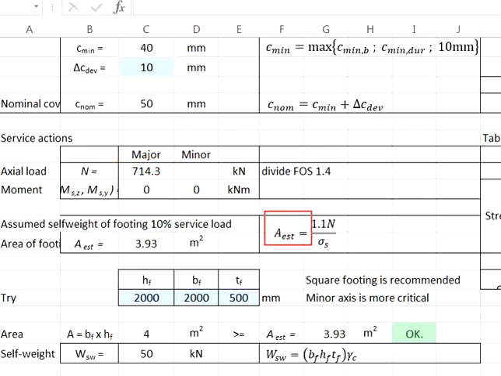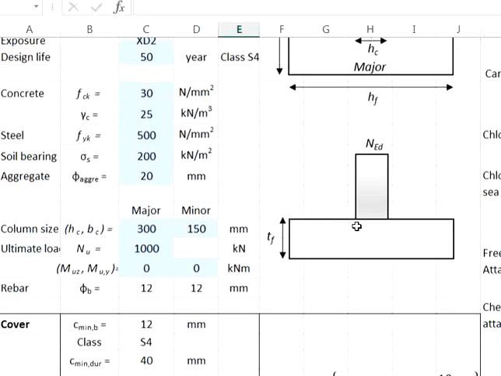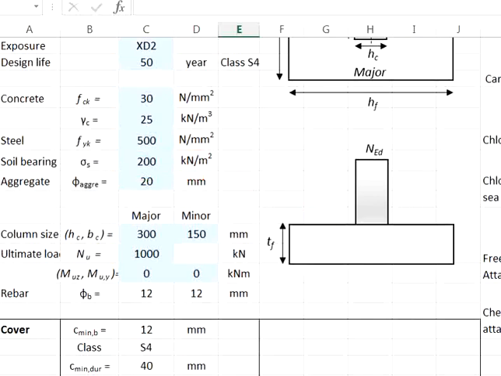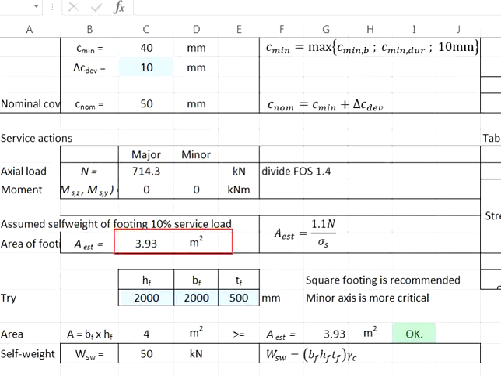Then we estimate the required contact surface area of the footing. This is done by dividing this 1.1 times the axial load by the soil bearing capacity, which is 200 in this case. The estimated area is equal to 3.93 meters squared. This will represent the recommended contact surface area of the pad footing with the soil. Based on this area, we can now propose a suitable size of the foundations.